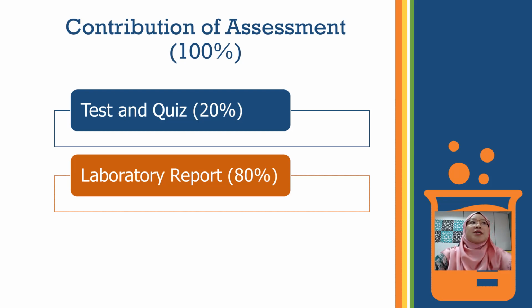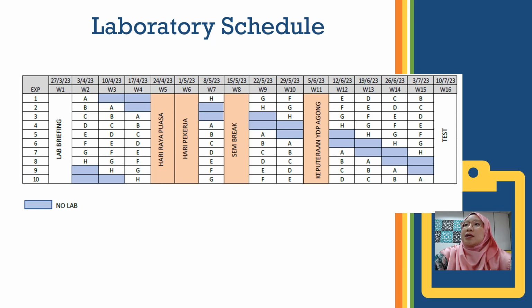This is the laboratory schedule. I hope that this stays and won't be changed anymore. Please refer to this schedule every week, because there are some weeks that maybe you don't have lab. The ABC is the group, which I will give you the group letter in e-learning. The W is the week, and at the left is the number of the experiment.